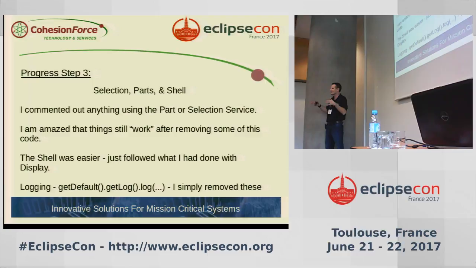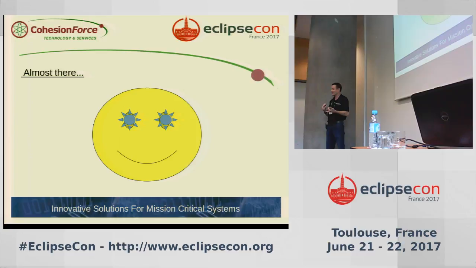So I simply removed those. There may be a way to flip that and use SLF4J or something similar in the back end without having to go through this. We'll talk about some of that as well. So almost there. So we've covered GEF and GMF, and then we get to Sirius.